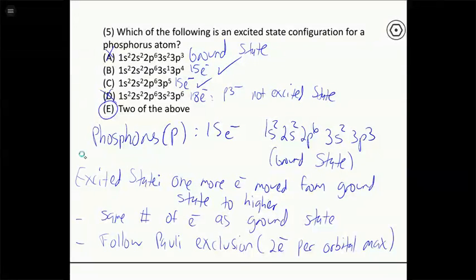Yeah, the 3s orbital is left empty in the excited state. Because in the excited state, we're taking one of these electrons from the ground state and moving it to somewhere else that's higher in energy. So you can have empty subshells that are totally skipped in an excited state. That would never happen in the ground state, but it can certainly happen for an excited state. Anything else?